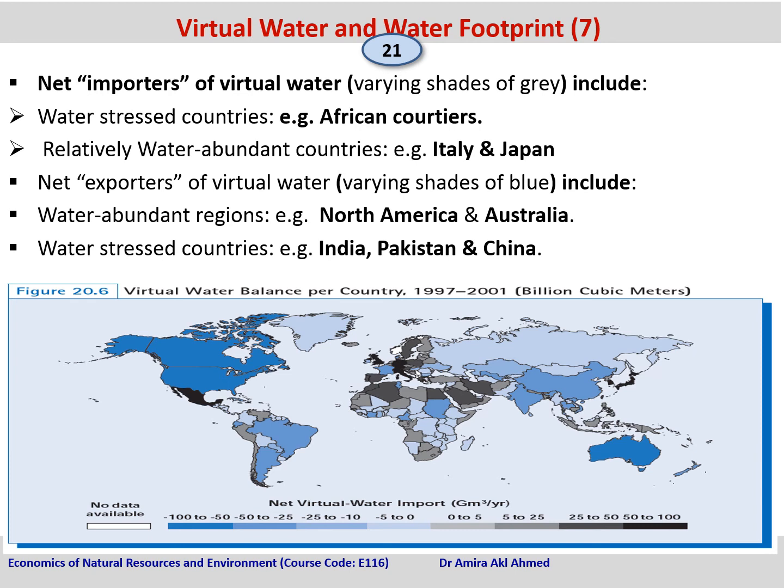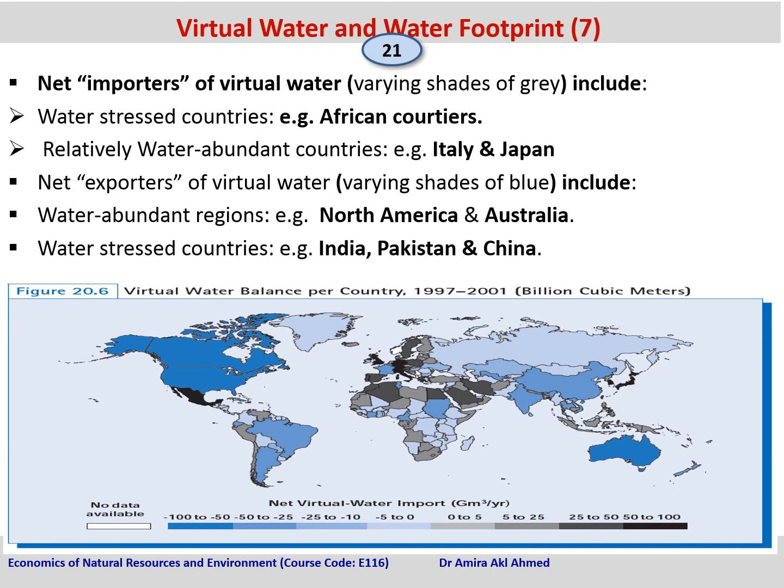Figure 20.6 shows a map of the world identifying countries which are net importers of virtual water and countries which are net exporters of virtual water. Regions which are net importers of virtual water have varying shades of gray. Net importers of virtual water include many African countries that are experiencing water stress. Regions classified as net exporters of virtual water, such as North America and Australia, have varying shades of blue. These net exporters of virtual water are water abundant.